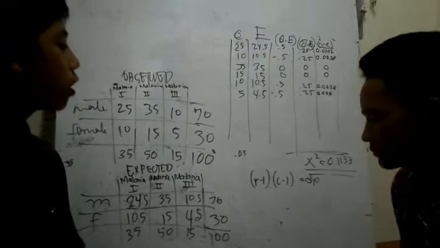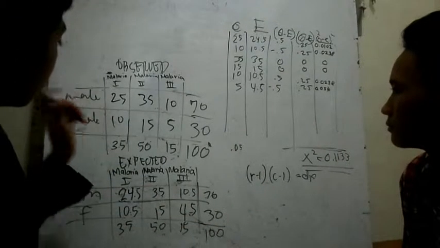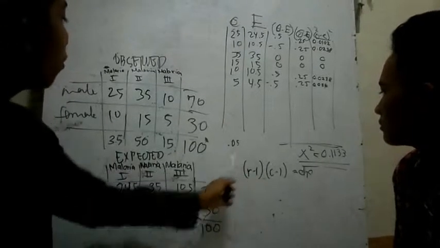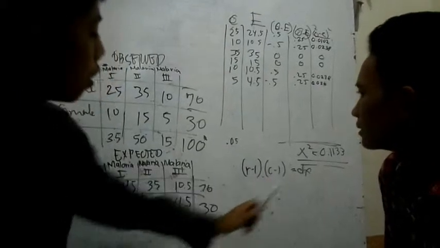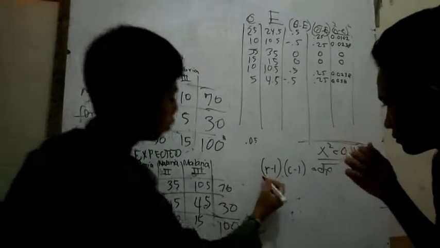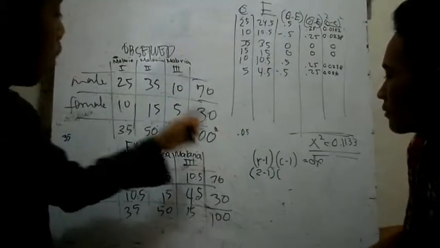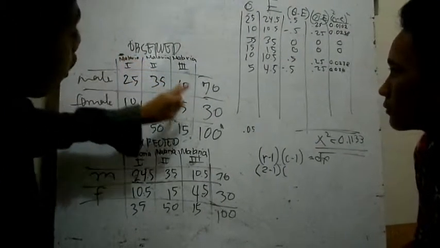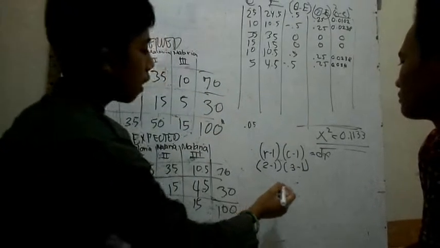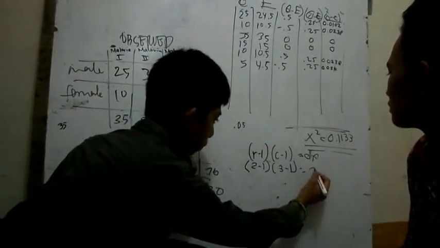After that, we will get the degree of freedom. In order to get the degree of freedom, you take the number of rows minus 1 times the number of columns minus 1. In this case, we have 2 rows, so 2 minus 1, times 3 columns, so 3 minus 1. So our degree of freedom is now 2.